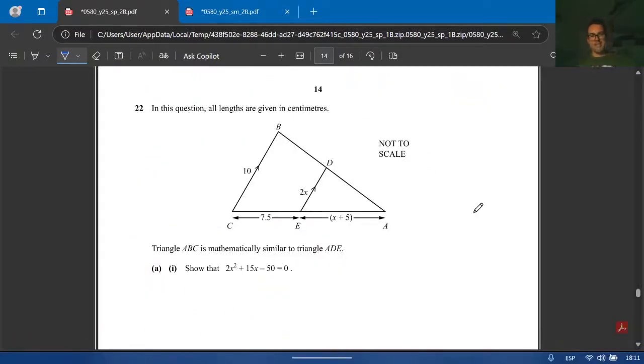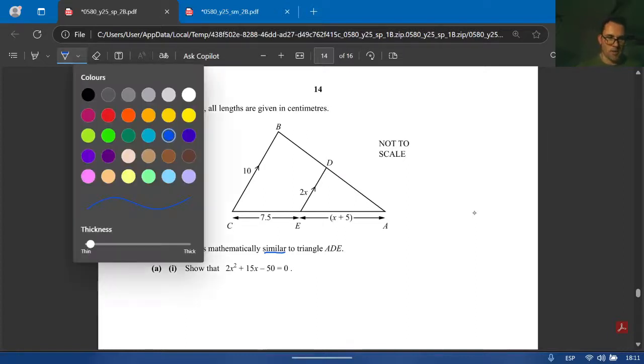Question 22. All lengths are given in centimeters. Triangle ABC is mathematically similar to triangle ADE. Let's just draw that a different way. Okay, so we see what that means.